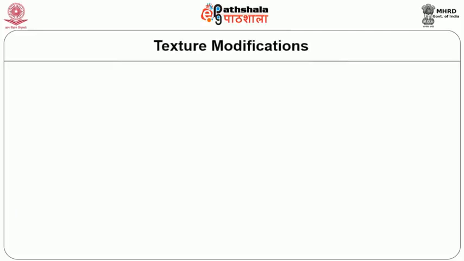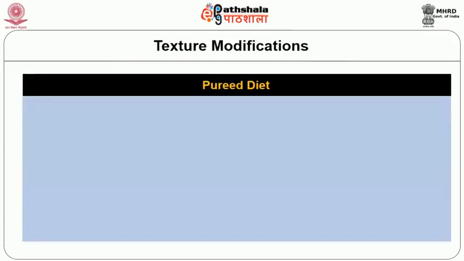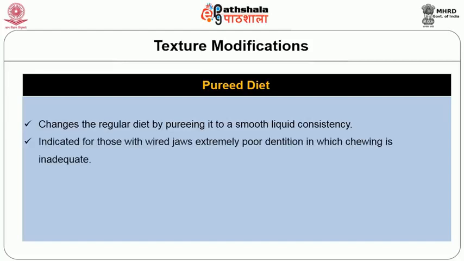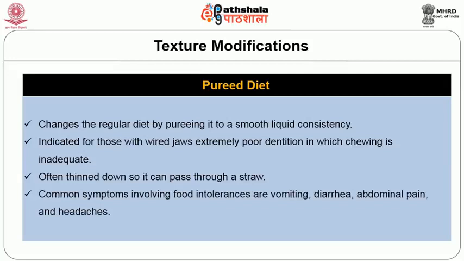The other type of diet is the puree diet. It changes the regular diet by pureeing it to a smooth liquid consistency, and it is indicated for those who have wired jaws or extremely poor dentition in which chewing is inadequate, often thinned down so it can pass through a straw. Common symptoms involving food intolerance are vomiting, diarrhea, abdominal pain and headaches.